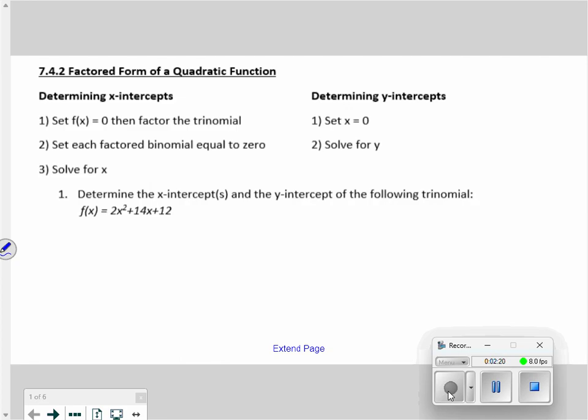A little bit of a review: determining the x-intercepts and determining the y-intercepts. When we are determining the x-intercepts, we set f of x equal to 0, then factor the trinomial, set each factored binomial equal to 0, and solve for x. This is a new way to get our x-intercepts. On your worksheet, sometimes they weren't exact and it was hard for us to tell. This is another way to do it. So let's start with our x-intercepts.